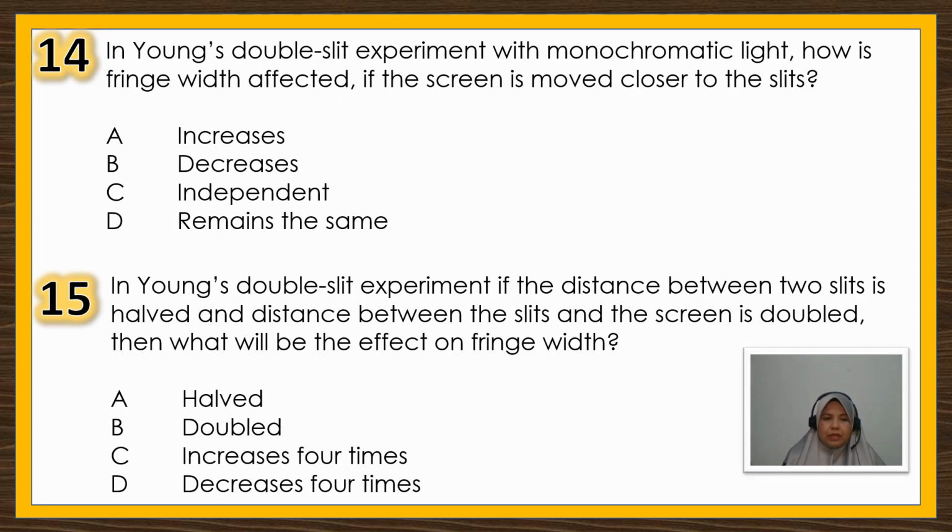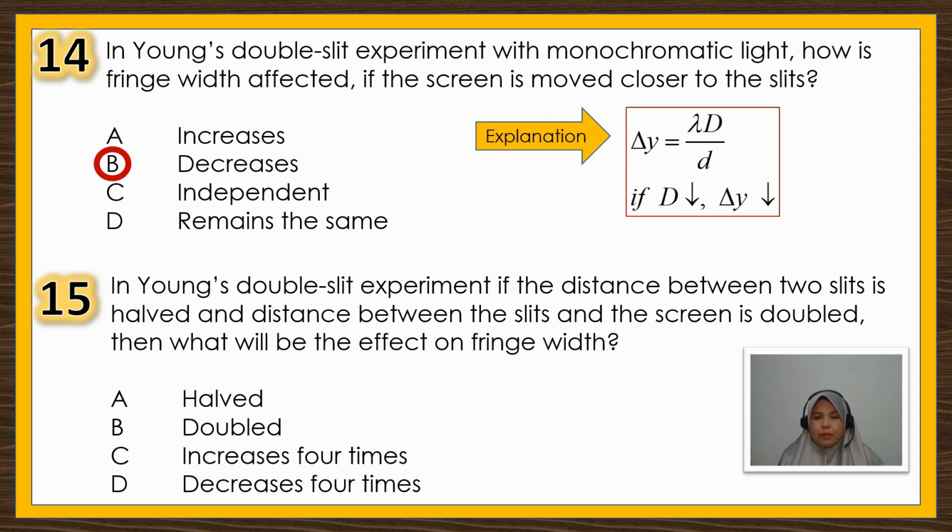For question number 14, in Young's double slit experiment with monochromatic light, how is the fringe width affected if the screen is moved closer to the slit? We refer to the explanation here, which is that the fringe separation is equal to lambda D over d, and if the distance between the slit and the screen is decreased, or moved closer, the separation will also decrease. That's why the answer is B.